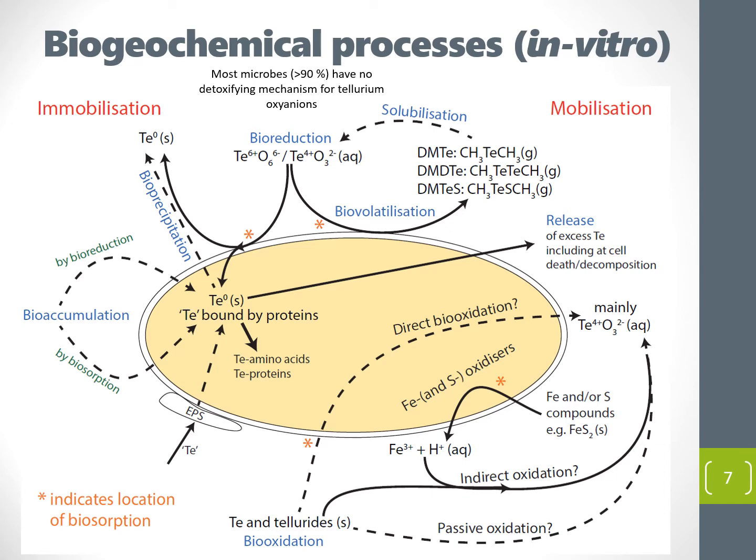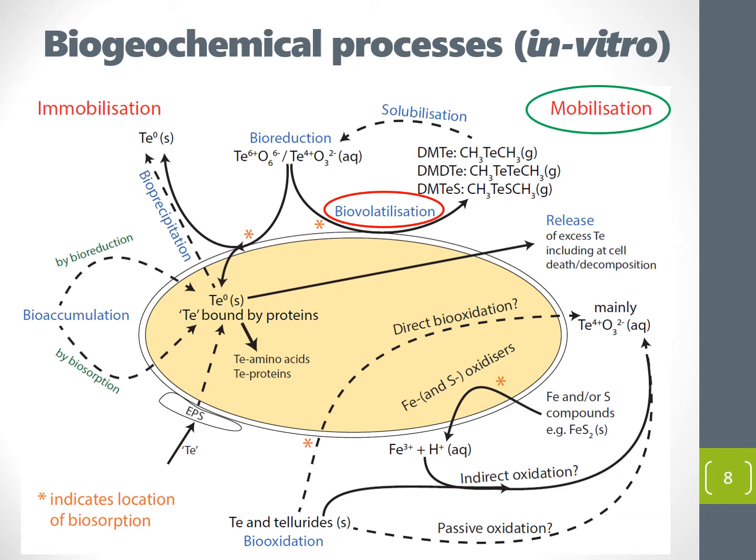Thinking now about biogeochemical processes, tellurium is really quite a toxic element to many microorganisms. Most microbes have no detoxifying mechanism for tellurium, and it's particularly the soluble anions which are a problem for microorganisms. But some are able to reduce tellurium from the soluble anions down to elemental tellurium, and that's a form of immobilization and a form of bioreduction, producing tellurium nanoparticles. This has been well studied in the lab, but hasn't been observed in nature before.